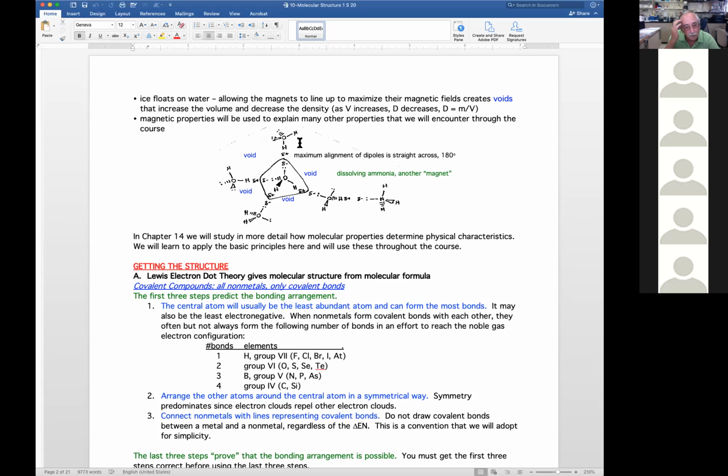And so we can explain a lot of other things as we go along in this course. I actually wrote a whole chapter on these types of attractive forces. I called them intermolecular attractions because it's extremely important for you to understand how the world around you works.